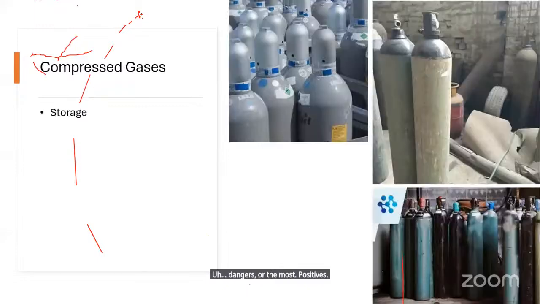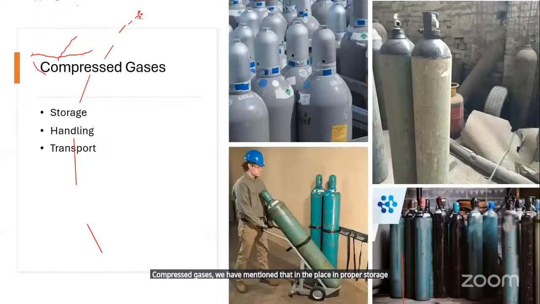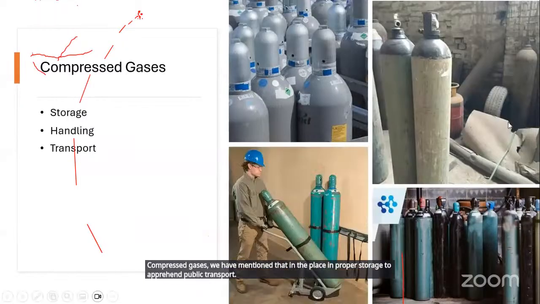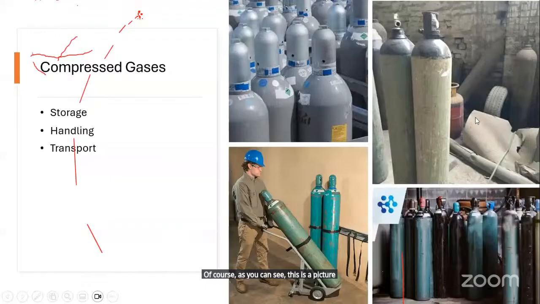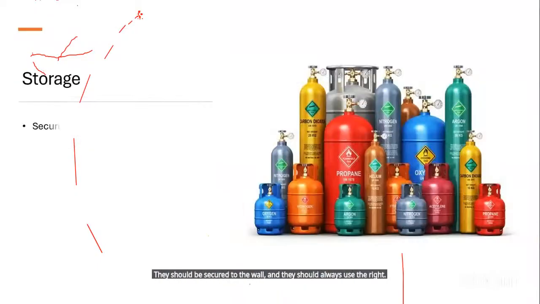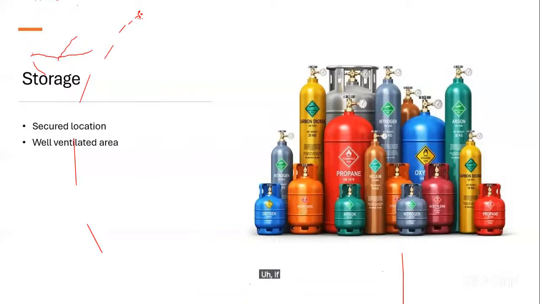Compressed gases, we mentioned that in the place, we need proper storage, proper handling, proper transport. Of course, as you can see in this picture, they are stored without the caps, and here they are not secured, so that's wrong. They should be secured to the wall, and they should always be used the right way. Also try to segregate, so keep flammables away from oxidizers, at least 6 meters away. If you can't, keep them in separate holes.